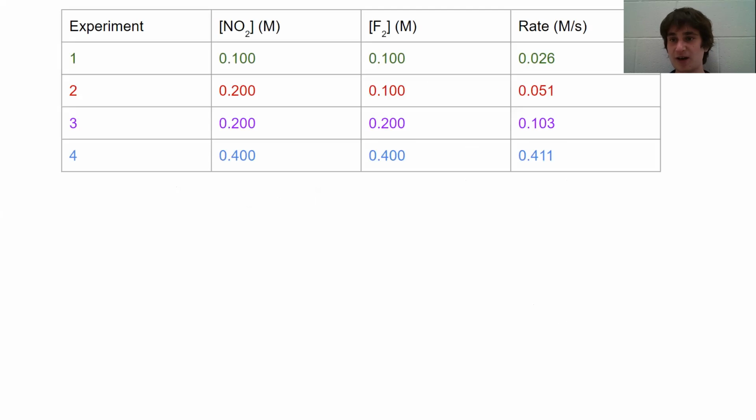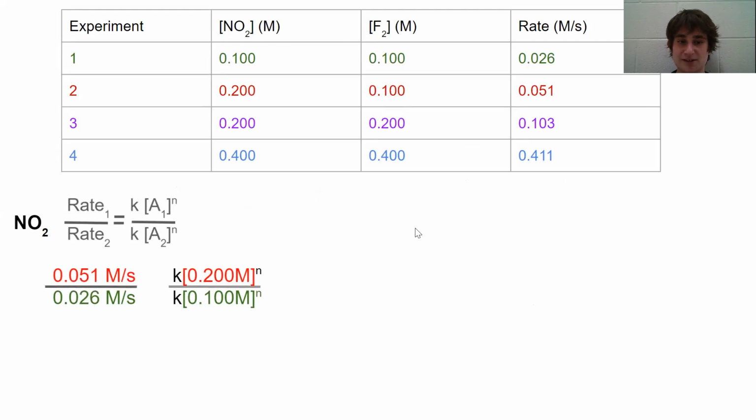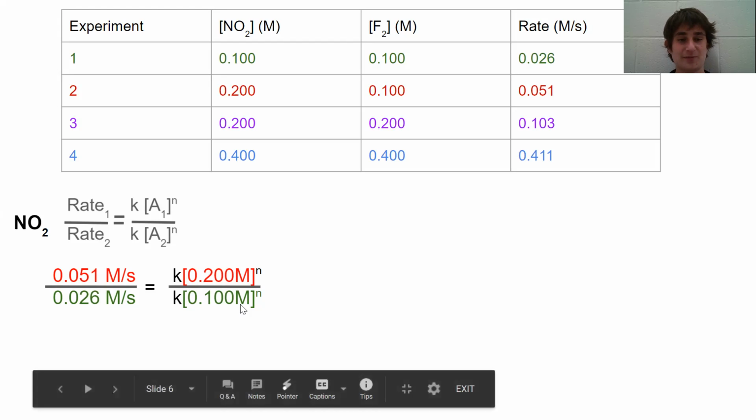And here's our data, just copied over. Let's start with nitrogen dioxide. Let's look for the two experiments where the concentration of nitrogen dioxide is changing and the concentration of fluorine gas is staying the same, and you'll see that that's here in experiments 1 and 2. So we're going to put the larger rate over the smaller rate and set that equal to the concentrations to the N times K. I want to make that clear: K is not to the N. And so we're going to end up with something looking like this.